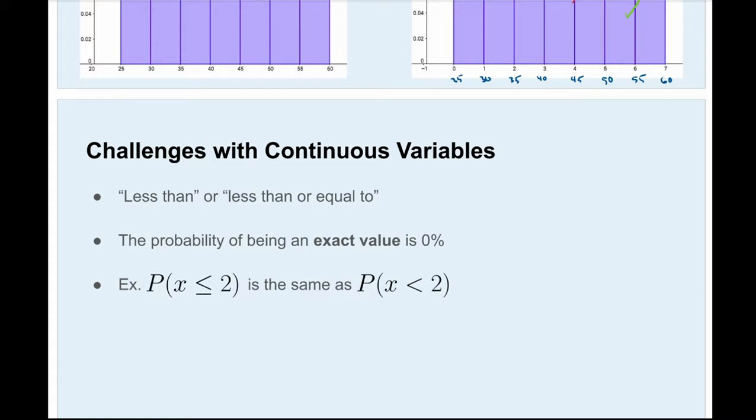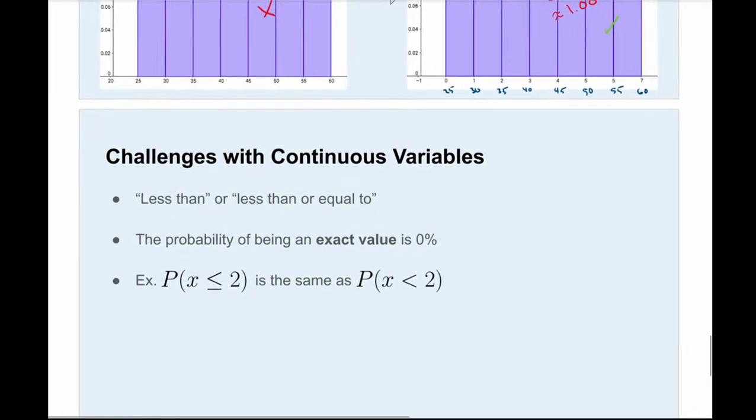So therefore, when we say that something is less than a value, that's the same as saying it's less than or equal to that value. So you don't have to get confused about including it or not including it. It means the same thing when we're dealing with continuous variables. So if I said find the probability of it being less than 5 minutes, let's say, that's the same as saying what's the probability of it being less than or equal to 5. So still the same, because the probability of it being an exact value is 0.